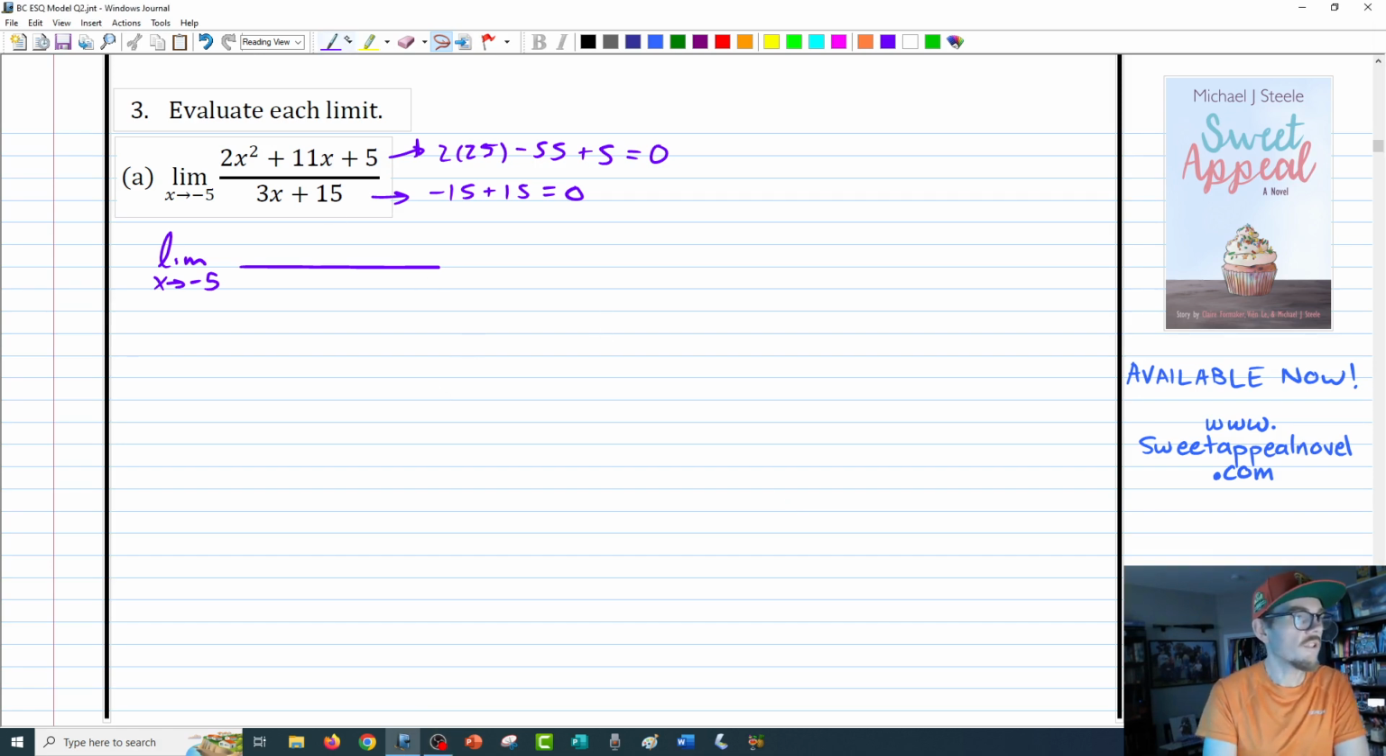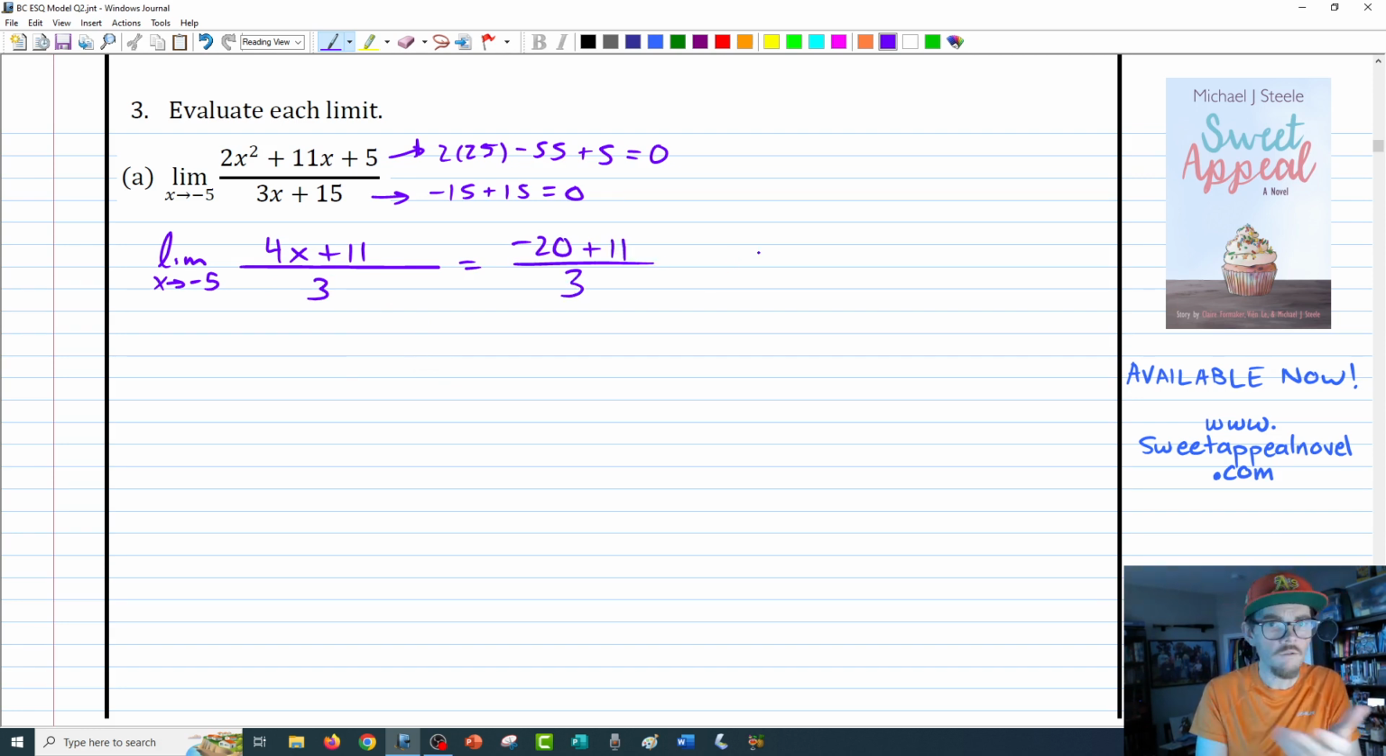Now I'm going to differentiate the numerator. That's going to very quickly be 4x plus 11. And then I'll differentiate the denominator, which is going to be 3. From here, this is clearly not going to be indeterminate because we don't have a 0 in the denominator now. So we're instead going to have -20 plus 11 over 3. As a reminder, you do not have to simplify your answers here, but I have pride, so I'm going to.